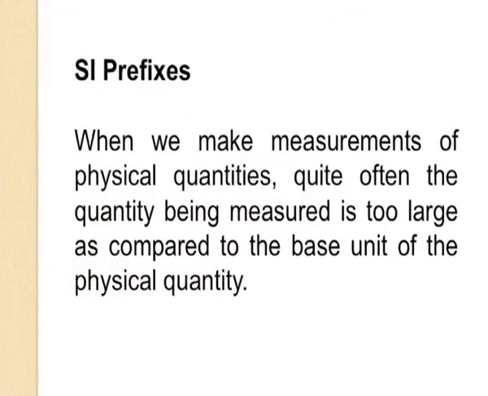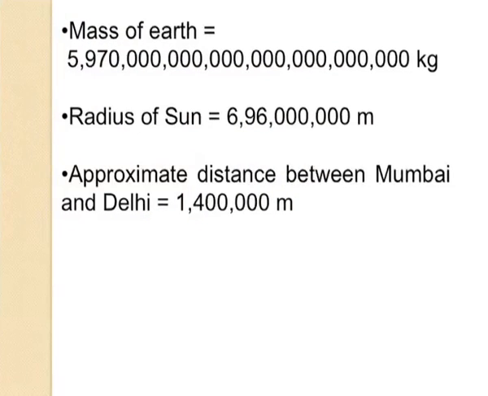Now let us understand SI prefixes. When we make measurements of physical quantities, quite often the quantity being measured is too large as compared to the base unit of the physical quantity. You can see on the screen that the mass of Earth, radius of Sun and the approximate distance between Mumbai and Delhi are given in huge numbers, and it is very difficult to even pronounce those particular numbers.